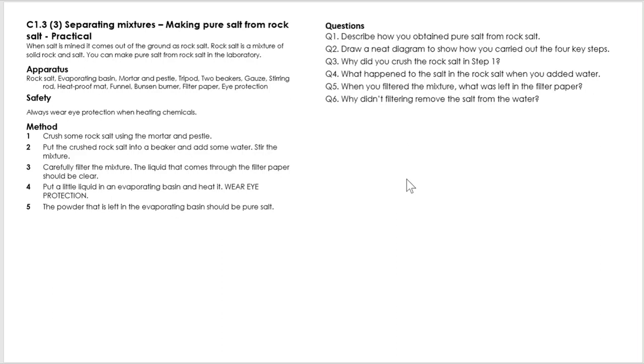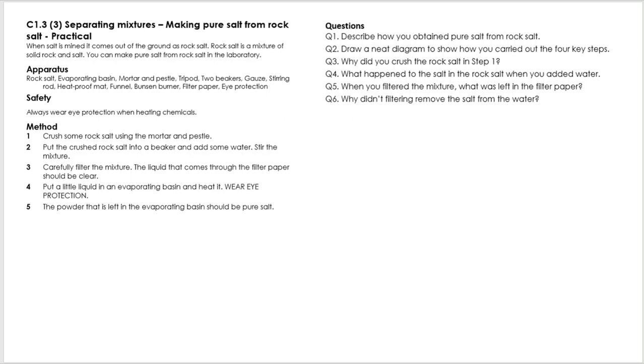Now, if I go through the questions, I've not written the answers down here, but how you obtained, I've just gone through the process. We filter and then we evaporate. I'll talk about the diagrams in a second. Crushing the rock in step 1 increases surface area. That means that it will dissolve more effectively. And we talk about that in the rates of reaction topic later in the course. When the water was added, the salt dissolved. When we filtered, the sand stayed in the filter paper. The salt didn't stay in the filter paper because it passed through the filter paper because it was dissolved in water.